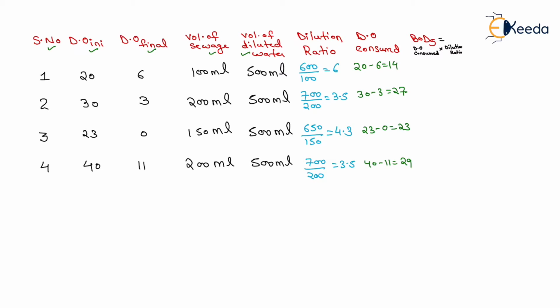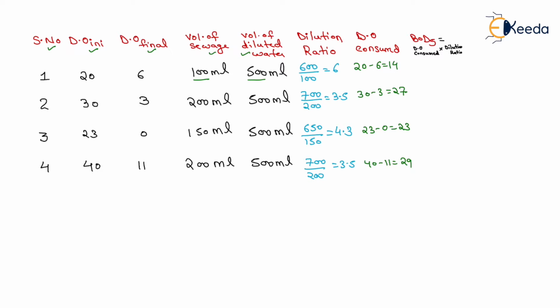Here the volume of diluted sample will be 500 plus 100, which equals 600, and the volume of undiluted sewage will be 100 ml. So the ratio comes out as 6. Similarly, 700 upon 200 for the second sample, which equals 3.5. Similarly, 650 divided by 150, which equals 4.3. Similarly, 700 upon 200, which equals 3.5. Now we have calculated the dilution ratio of all 4 cases.